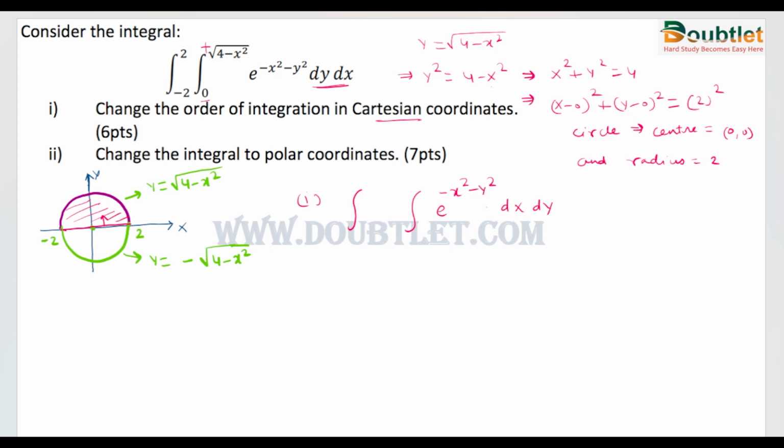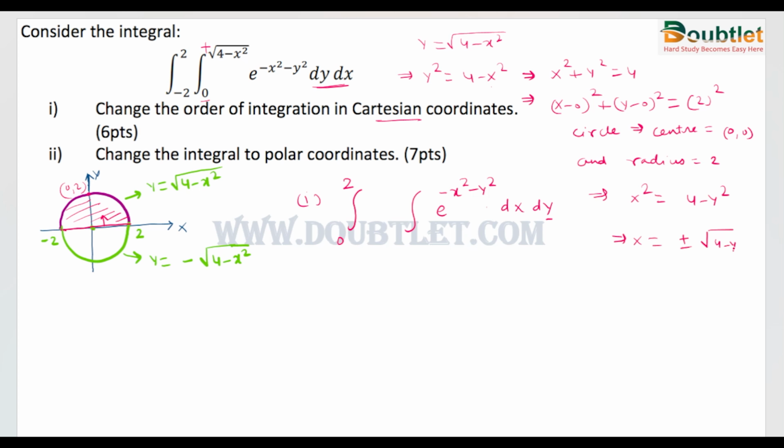Now to change the order, we know that the limit of y will be constant and will be from 0 to, since this point is (0, 2) because the radius is 2, the limit of y will be from 0 to 2. To obtain the limit of x, we need to find the equation of x in terms of y first. From this equation, we can write x square is equal to 4 minus y square, and we can write that x is equal to plus or minus the square root of 4 minus y square.